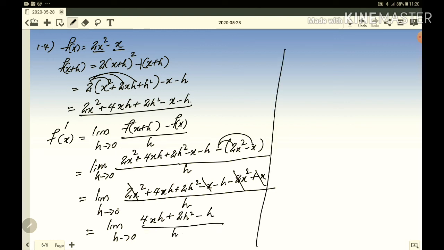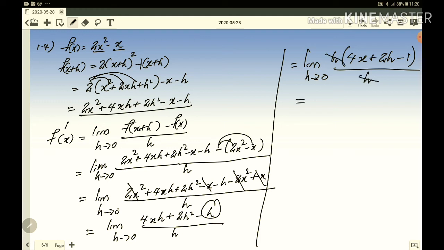Now I'm going to take h common. Limit h tends to 0, taking h as common from the numerator, so 4x will be there plus 2h, then minus 1 will be there, because h goes out leaving 1, divided by h. Now we can cancel it. Now we have to apply the limit. So it's going to be 4x plus 2 times 0 minus 1. So the final answer is 4x minus 1. So we got it like this.